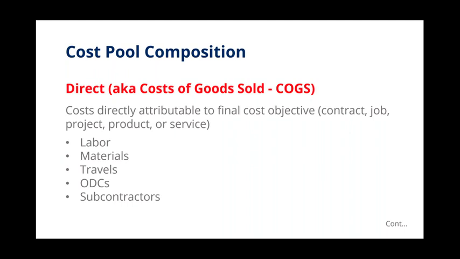And what is a final cost objective? That is a contract or a job, or whether you call it a job or a project in your system, a product or a service. And then what are the things that make up direct costs? So labor, materials, travel, ODCs, and subcontractors. And again, here we're talking about costs that I can assign specifically to a particular contract, client job, or a specific product.